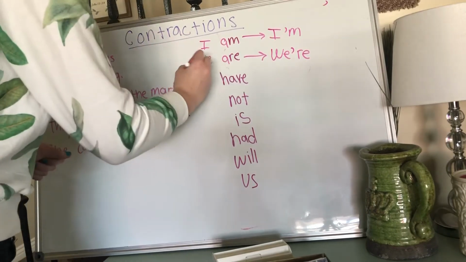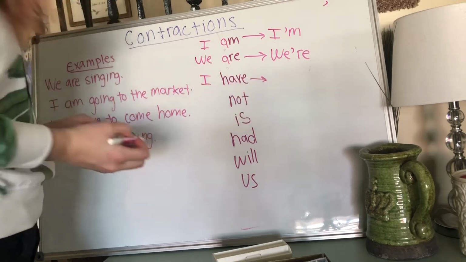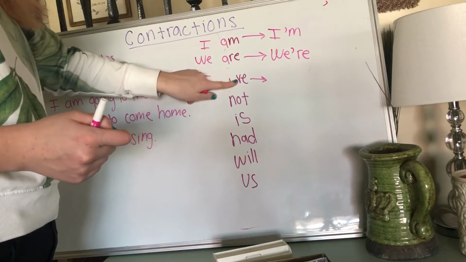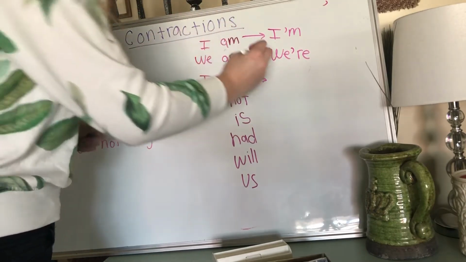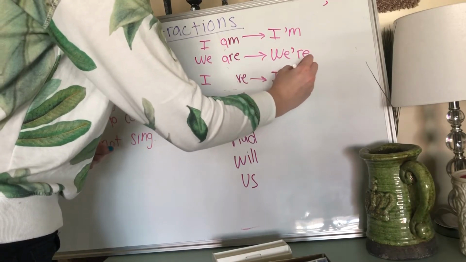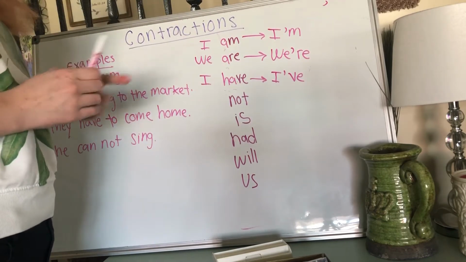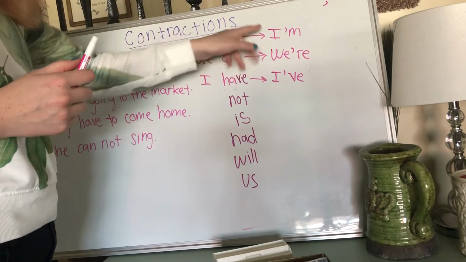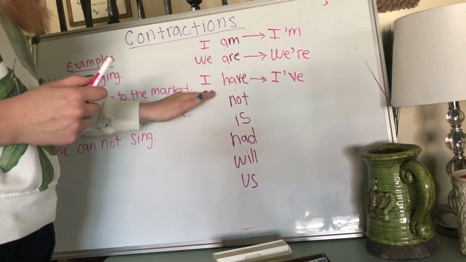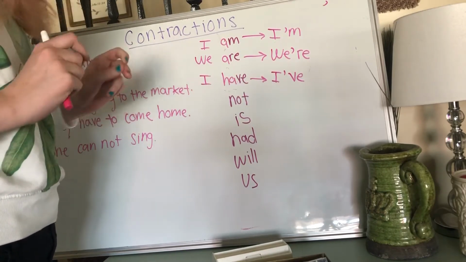Let's say now we have this word, I have. In this case, we're getting rid of two letters, the H and the A, and we replace it with an apostrophe. So we have I, apostrophe, V-E. And the apostrophe in this case is replacing the H and the A, okay? So, I am, same as I'm. We are, same as we're. I have is the same as I've, okay?